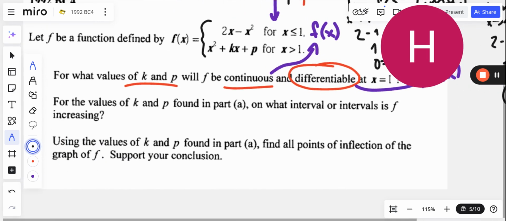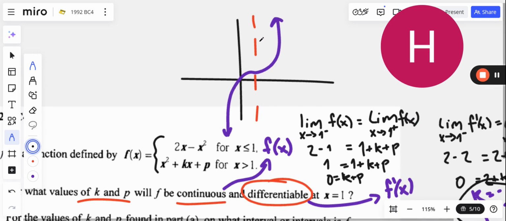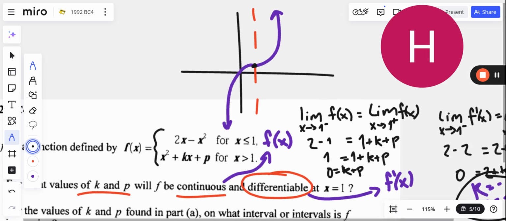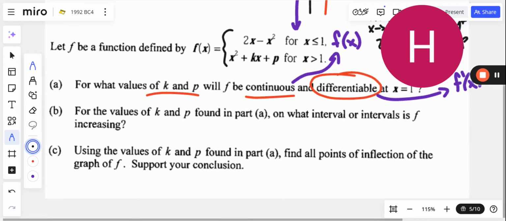For the values of k and p that you found, makes sense, on what interval or intervals is f increasing? Now, what do you notice about this function that we drew? It looks like it's increasing literally everywhere except where it's flat at x equals 1. So I can pretty much guarantee you that it's going to be from negative infinity to 1 and from 1 to infinity. Let's see that that's the case.